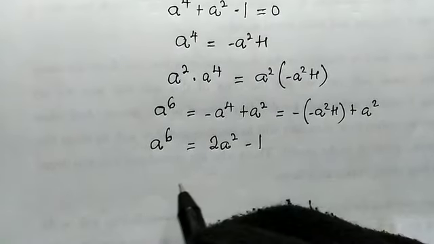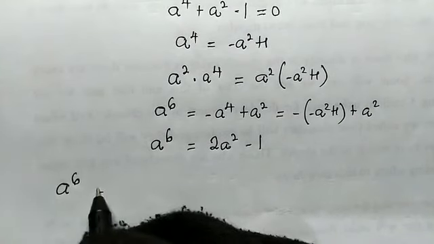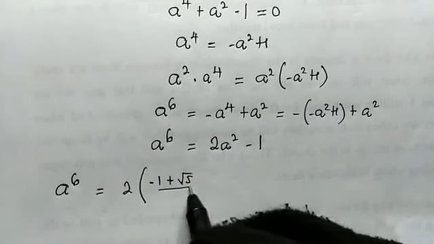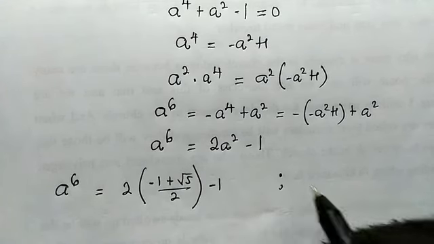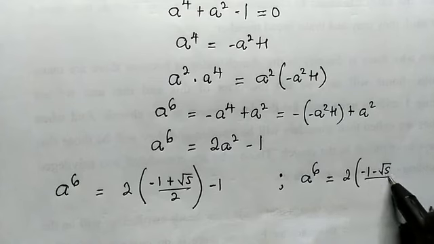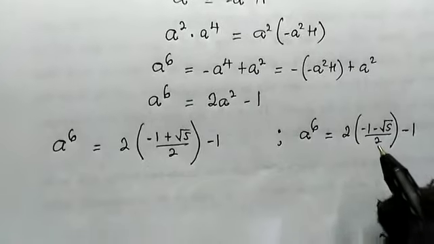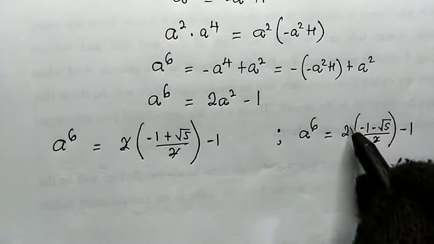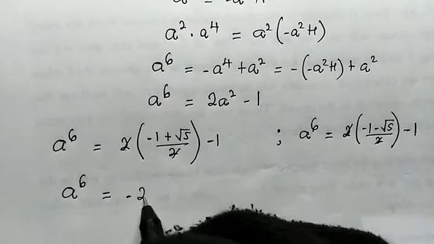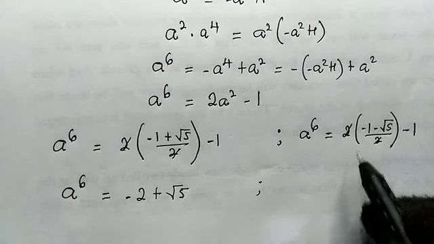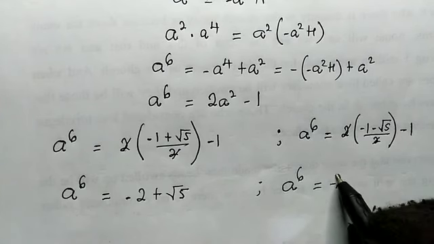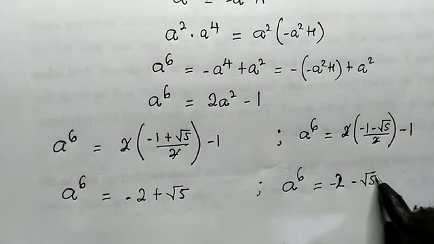Now here we're going to evaluate a to the power of 6, right? So we have a to the power of 6 is equal to 2 into bracket a squared. Remember, we have negative 1 plus root of 5 divided by 2, then we have minus 1. And from this side, we have a to the power of 6 equal to 2 into bracket negative 1 minus root of 5, then divided by 2, and we're subtracting 1. From here, this 2 we cancel this 2, this 2 we cancel this 2. So we get a to the power of 6 is equal to, here we have negative 1 minus 1 is negative 2, and we have plus root of 5. And the other one should be the conjugate, right? So that would be negative 1 minus 1 is negative 2, and here we have minus root of 5.